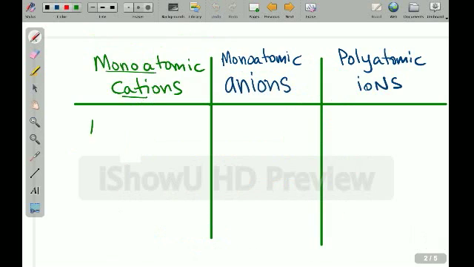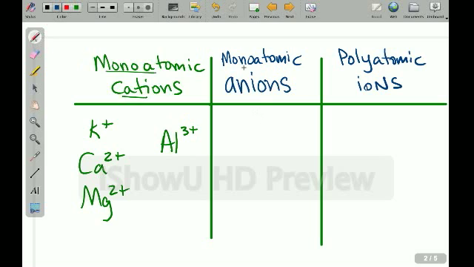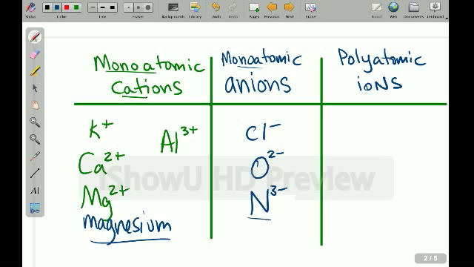Here we go. Monoatomic cations, I'll just give you a couple: potassium, calcium, magnesium, aluminum, which is a 3+. And over here, your monoatomic anions: chlorine, oxygen, nitrogen. The cool thing is that when you name these in a compound, the cations have the same name. For example, this is the magnesium ion. But these guys right here are the ides, as we said in our notes: nitride, oxide, chloride, sulfide, phosphide, bromide. Cool. So those are your monoatomic ions.